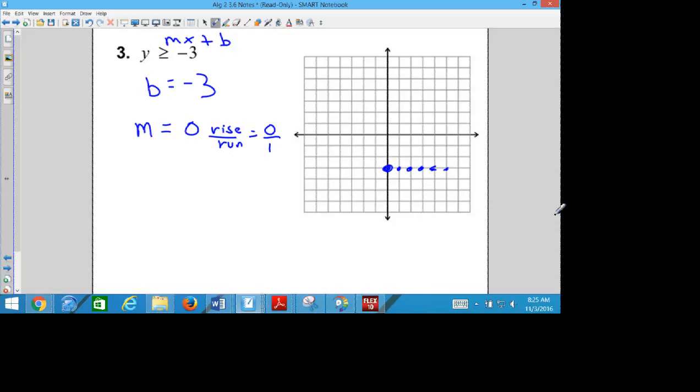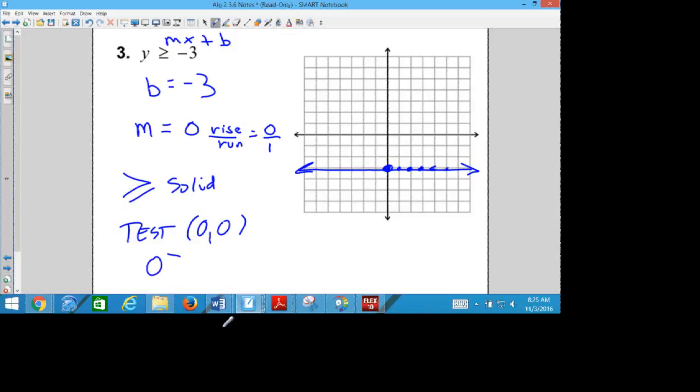Is this dashed or solid? Solid. All right, if it has that line, then I need to connect it. It is a line. We need to test a point. What point can I test? Sure, that works. So I'm going to plug in 0 for y, but I don't really have an x to plug it into, but that's okay. Is 0 greater than or equal to negative 3? Yeah, so that gets shaded.